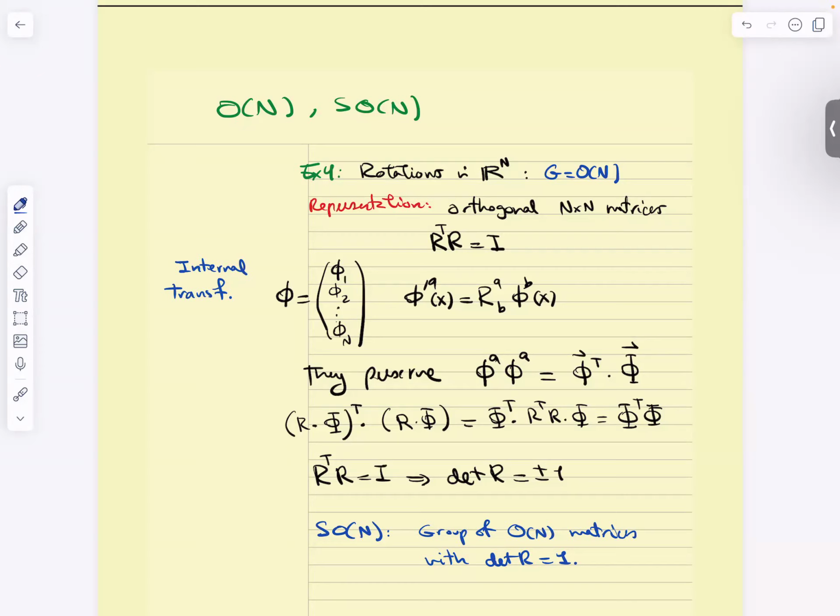Now, the fact that R transpose R has to be 1 means that the determinant of R is either +1 or -1. You could mod out by Z2 and consider the group of On matrices with determinant 1. This is called SOn. So On is always twice as large as SOn.